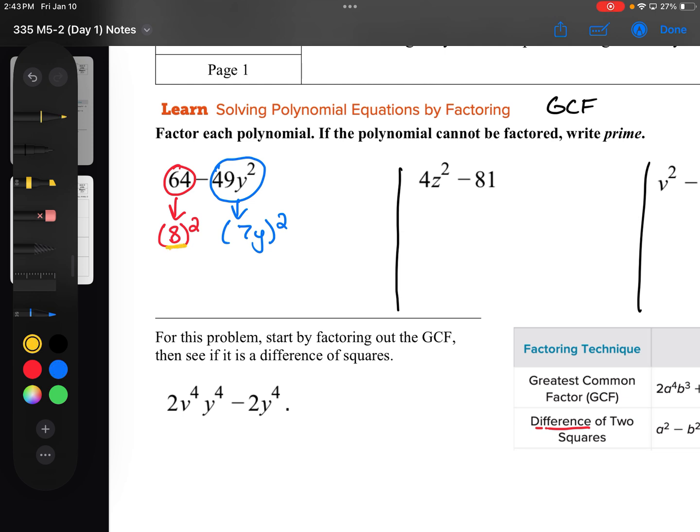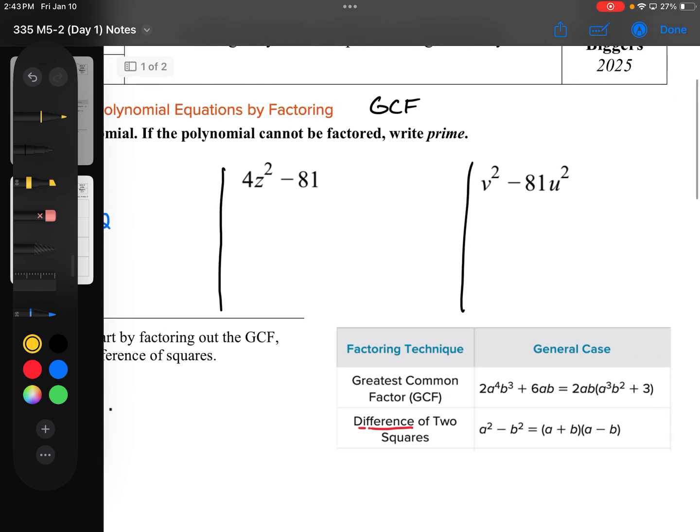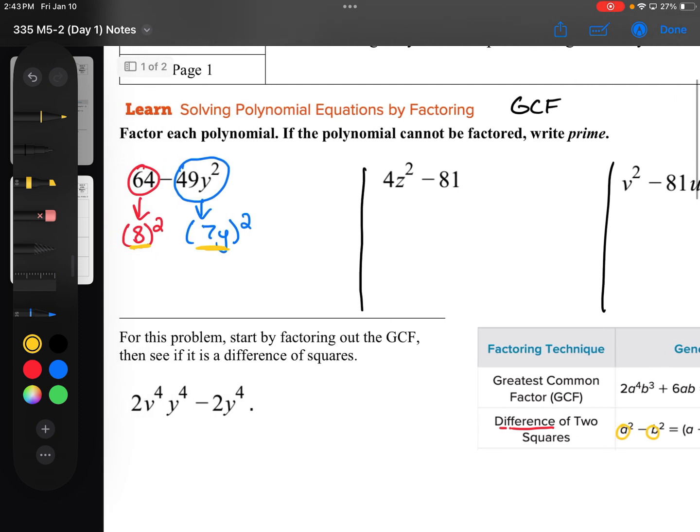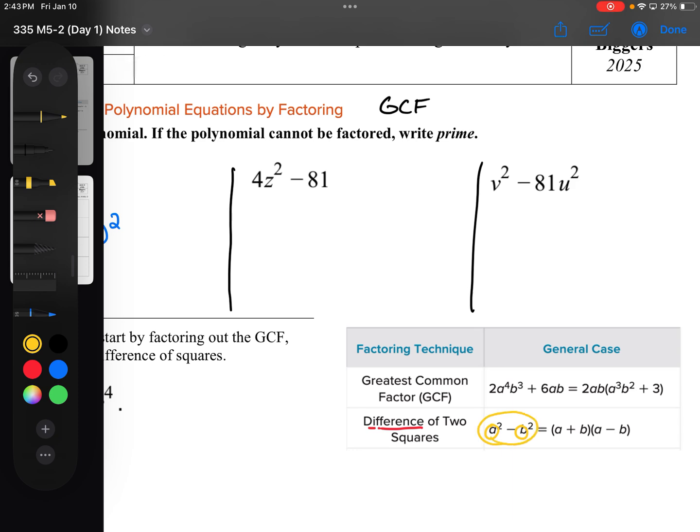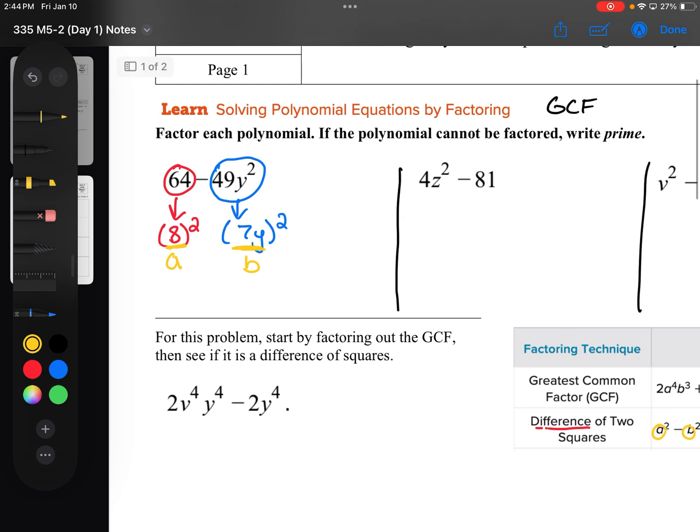So if you look down here on our notes, we have this pattern that you notice. So you have a squared minus b squared. This would be your a, the 8. This is your b, the 7y, okay? So what you can write it as, if you have a difference of two squares, is this: a plus b times a minus b. So that's exactly what I'm going to do. So you got 8 plus 7y times 8 minus 7y. That's it. That's factoring a difference of squares.